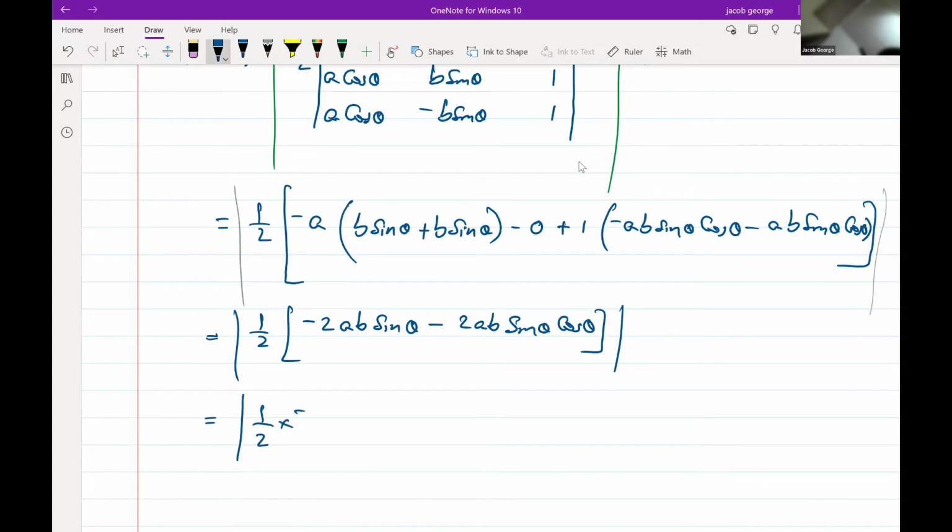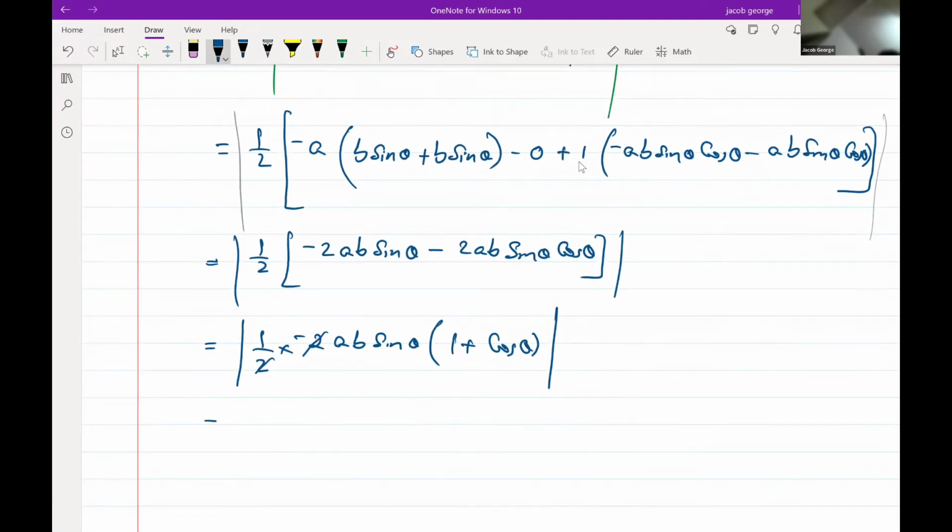That will be an easy way of simplification. So half into negative 2 into, ab is also a common factor, sin theta is a common factor. So minus 2ab sin theta, then what do you get inside the bracket? 1 plus cos theta. This will be under the whole modulus. This 2 and 2 will go, and the modulus of a negative will be positive. So this will become ab sin theta into 1 plus cos theta. Here a and b are constants. There is only one variable, that is theta. Remaining steps are similar to our normal calculation.